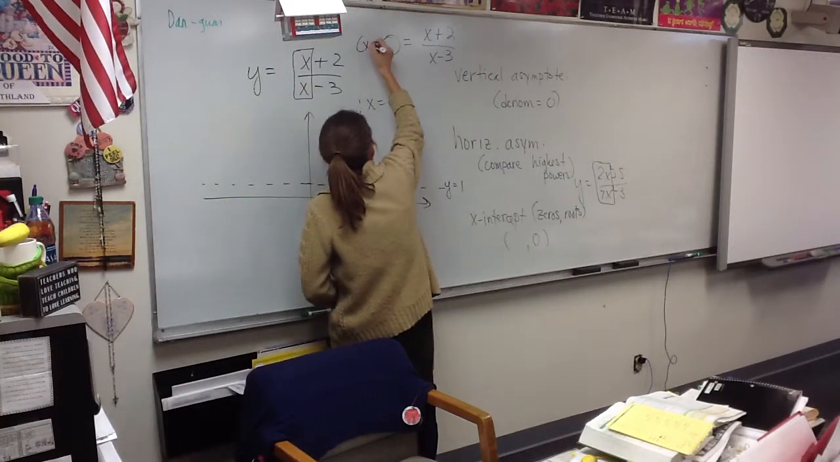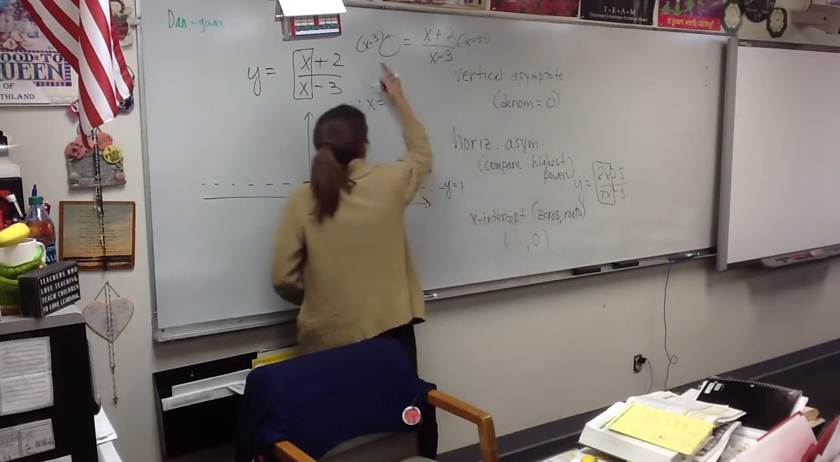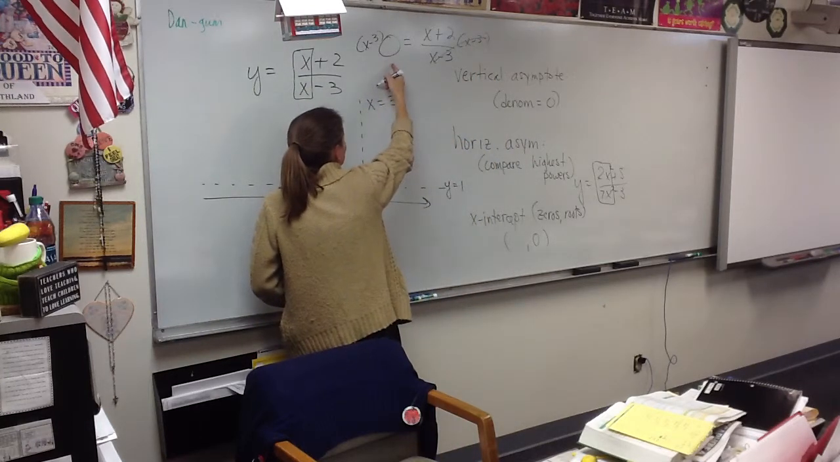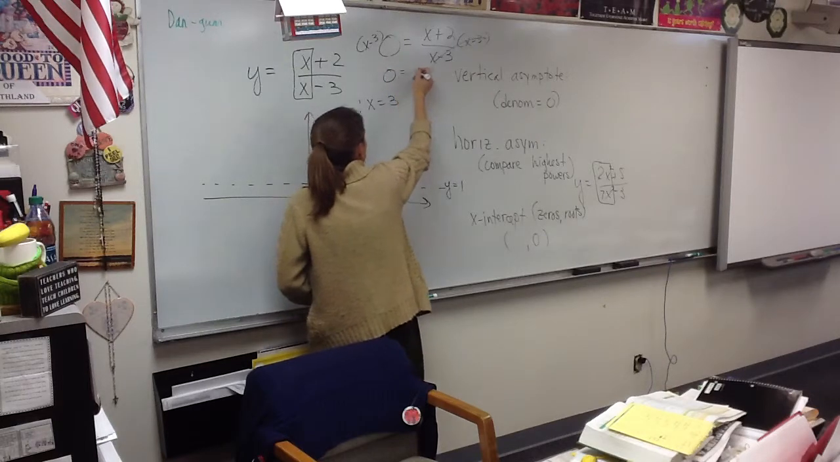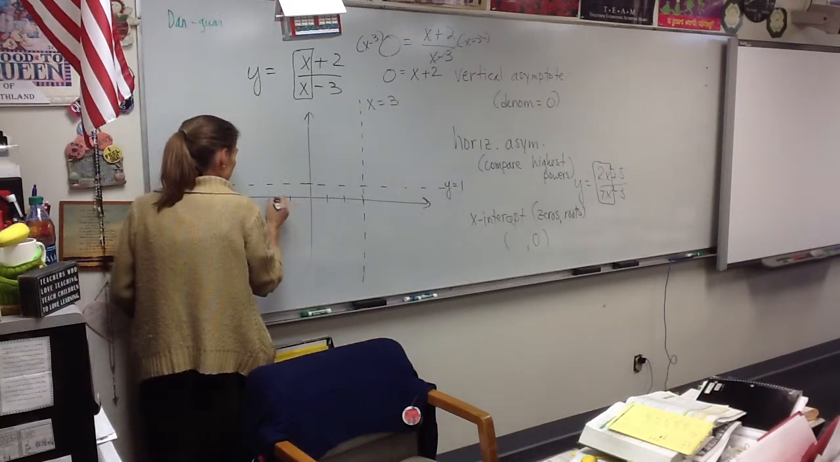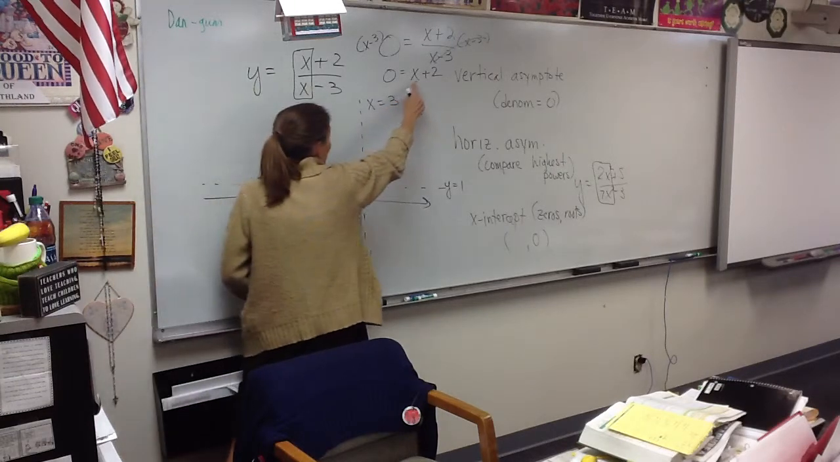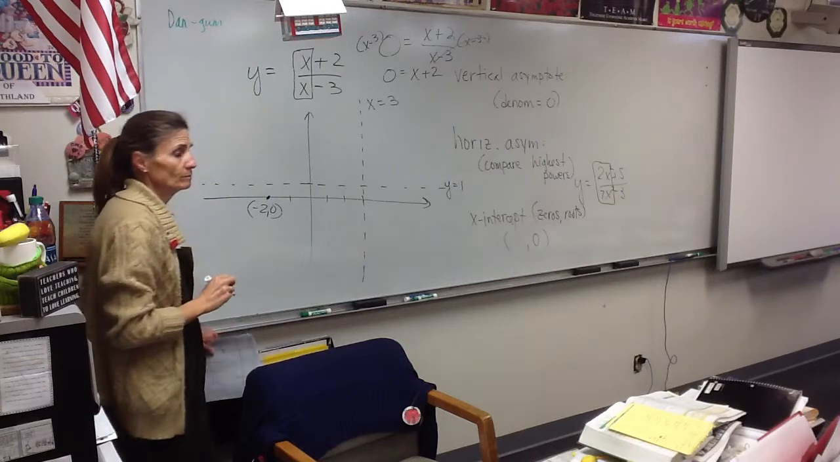Multiply both sides by x minus 3. Those are going to cancel. What's going to happen over here? This is a multiply by 0. What happens when you multiply by 0? It's still 0. So where's your x-intercept going to be? Solve that equation. It's going to be at -2, 0.